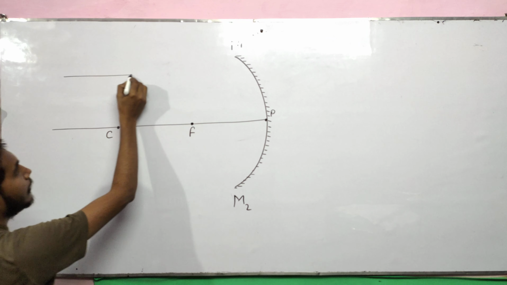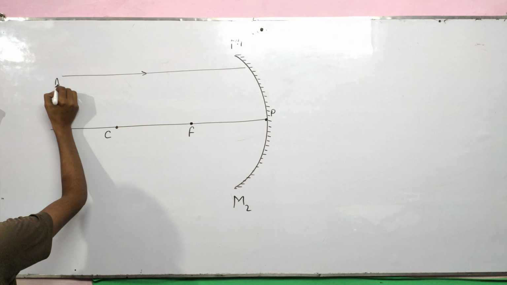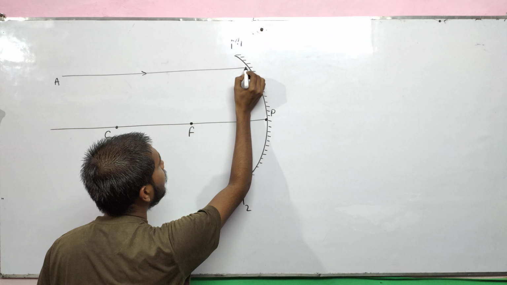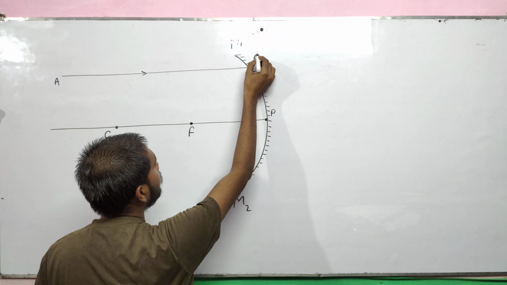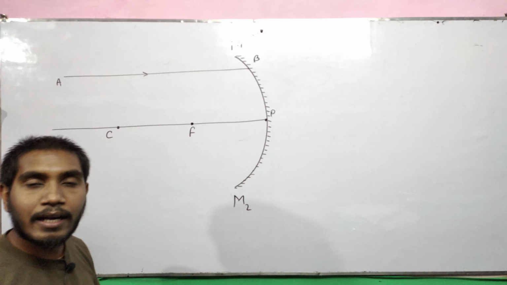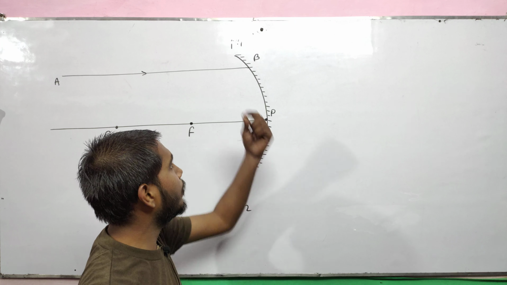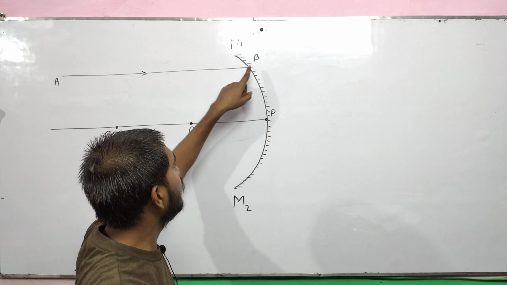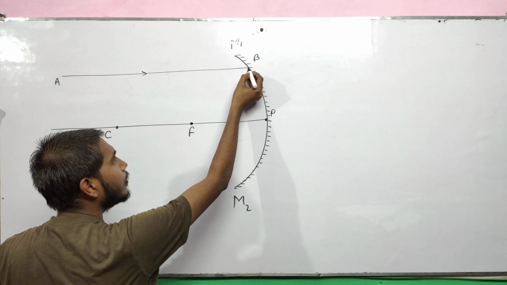A ray A, B traveling parallel to the principal axis. And I told you already, rays after reflection, if they are parallel, pass through the principal focus.